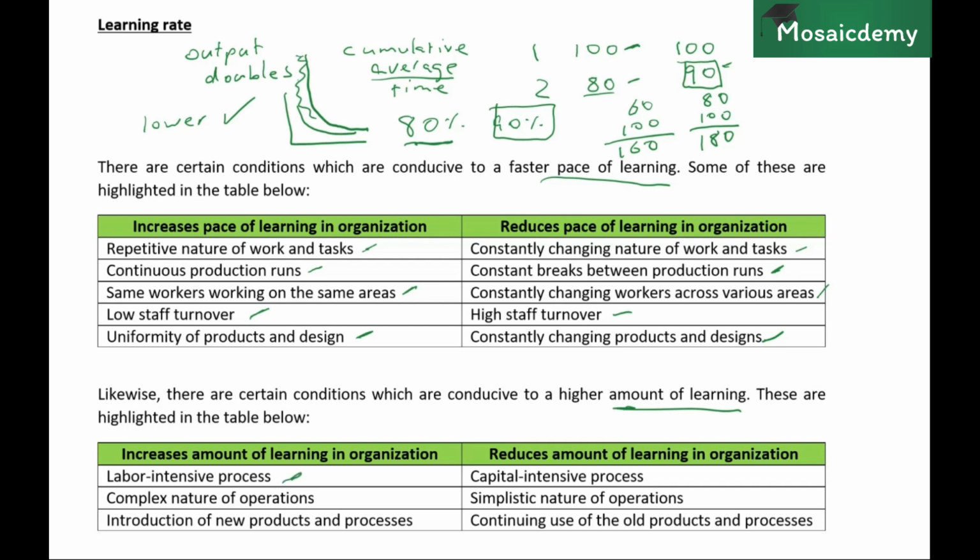One, if the process is labor intensive as opposed to capital intensive. Workers have a lot to learn, right? Workers, human beings get better. Computers and machines don't learn or become faster at their job, they just do it at a constant rate.